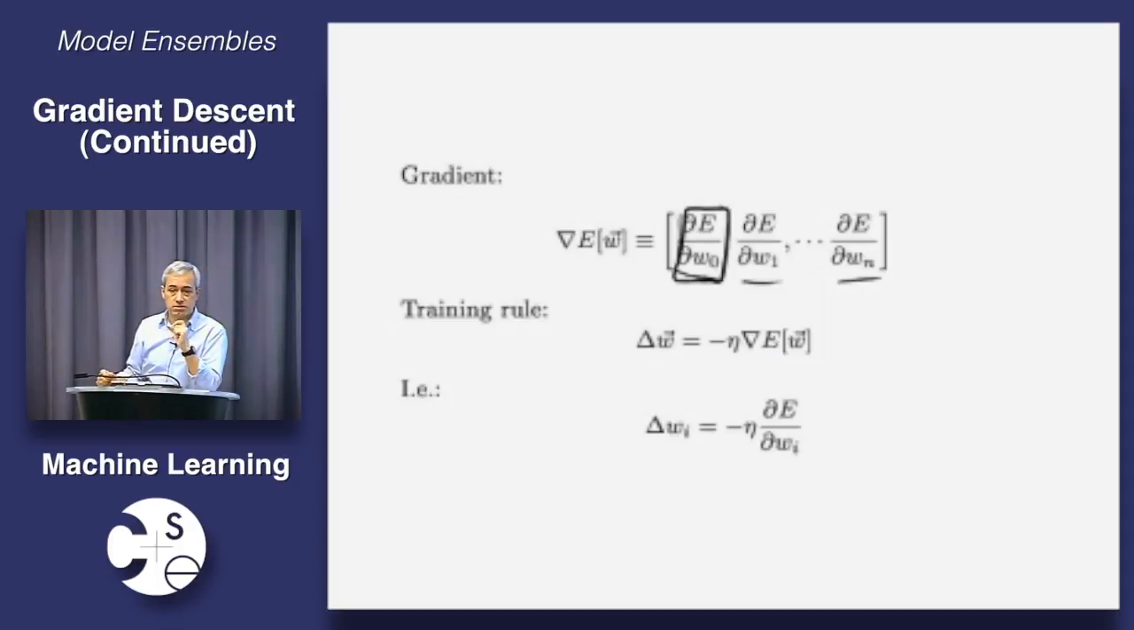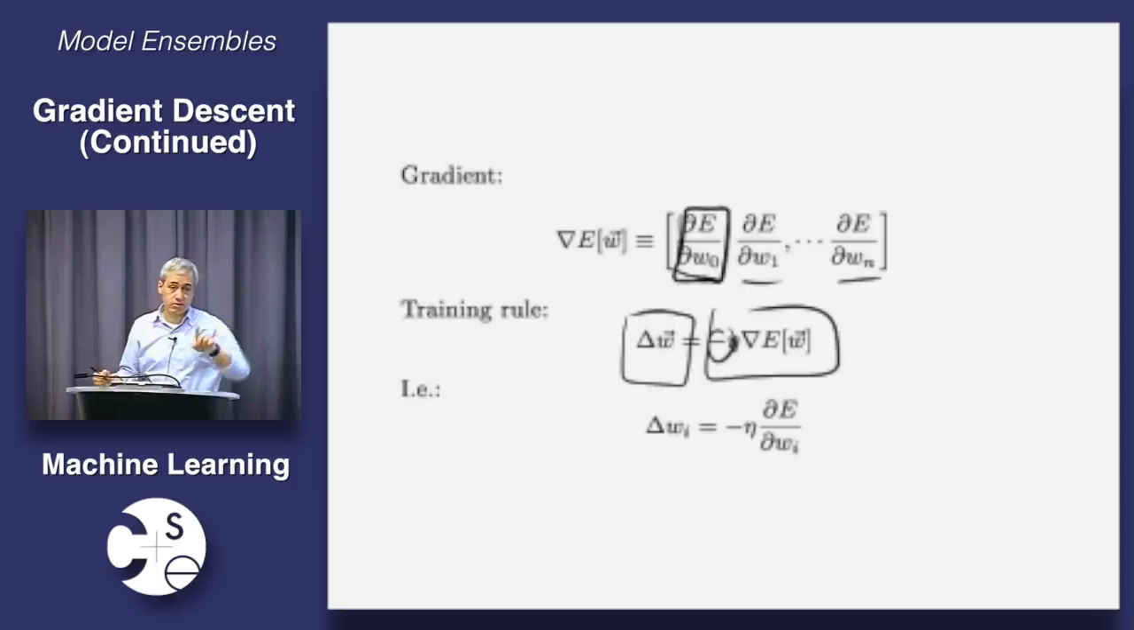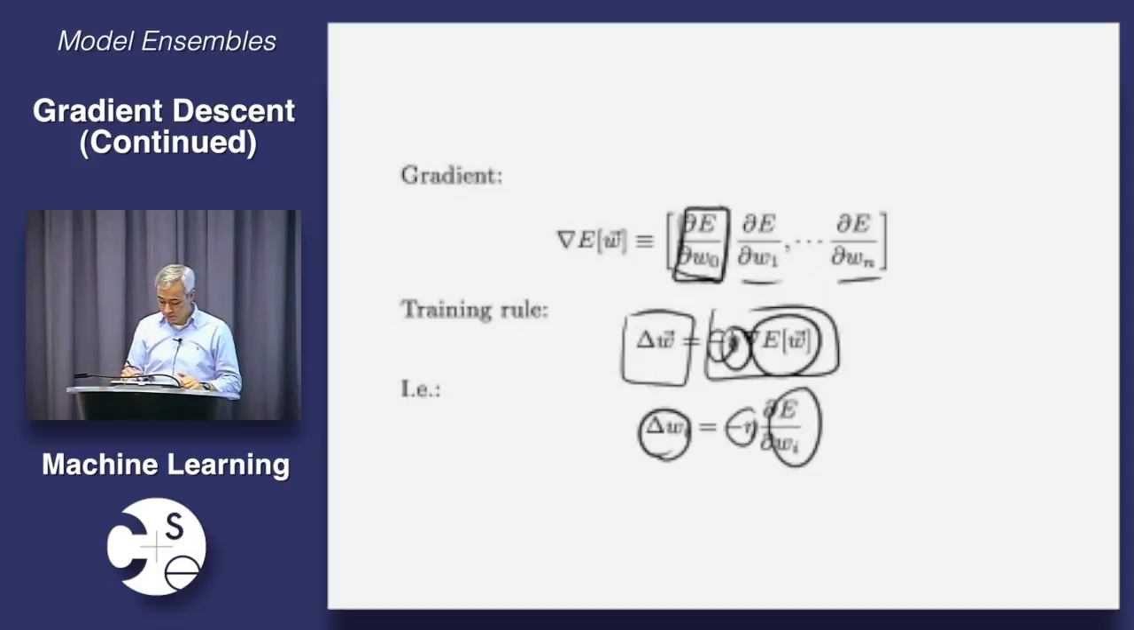So this is what we're going to try to do. Our training rule is that my change in weights is minus, remember minus because we want to go down the gradient, not up, eta, which is the learning rate that determines how big of a step we take, times the gradient. Or if you look at this one component at a time, like we did for the perceptron training rule, the change in one weight is just minus eta times the derivative of the error with respect to that weight. So the bottom line is, we need to figure out what this derivative is, and once we've done that, we know how to learn perceptrons using gradient descent. Any questions so far?